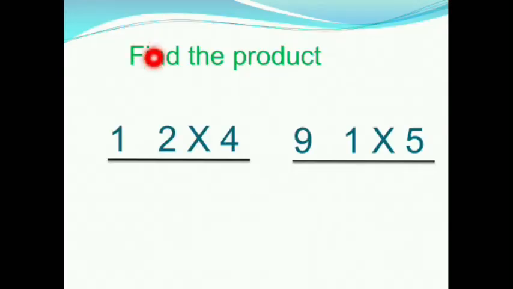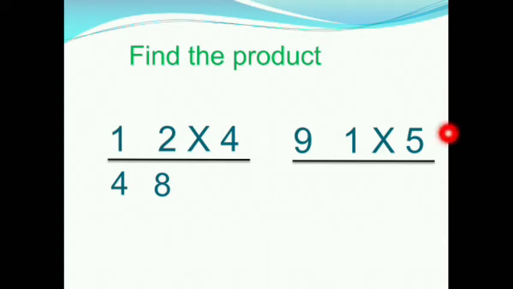Children, here we should find the product of 12 into 4. Here 12 is multiplicand and 4 is multiplier. Multiplicand is double digit, multiplier is single digit. First we should multiply 4 and 2. 4 2s are 8. Next we should multiply 4 and 1. 4 1s are 4. Therefore, the product of 12 into 4 is equal to 48.